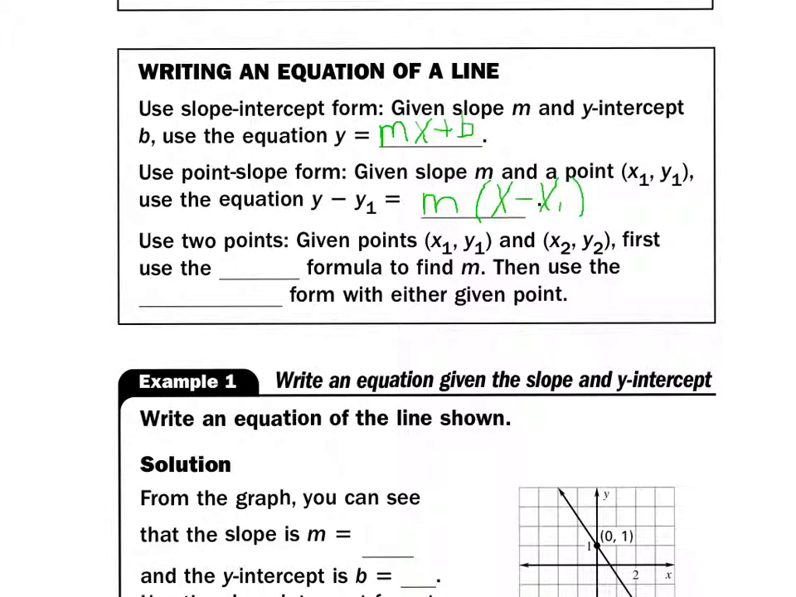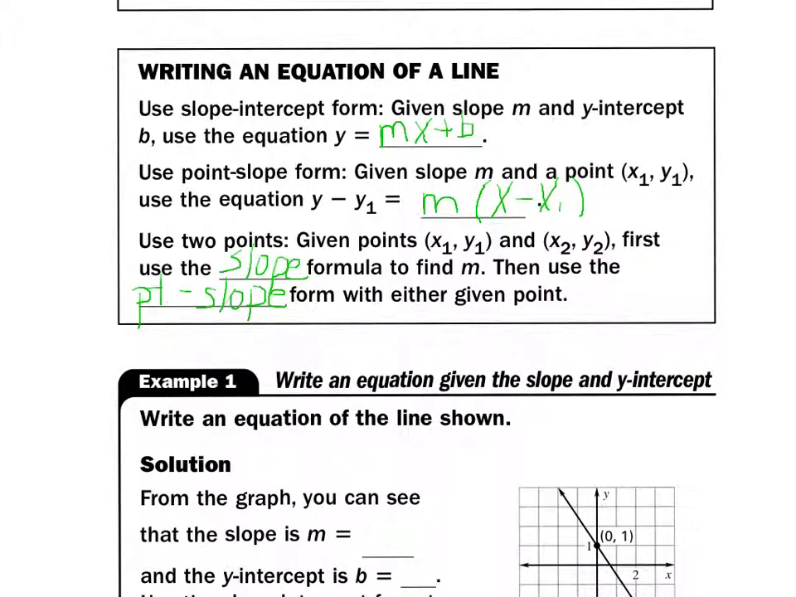If you have 2 points, first, use the slope formula to find m, then use point-slope formula with either point. Doesn't matter which one you choose, it'll come up with the same answer.